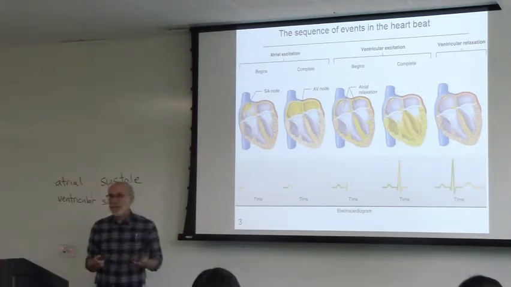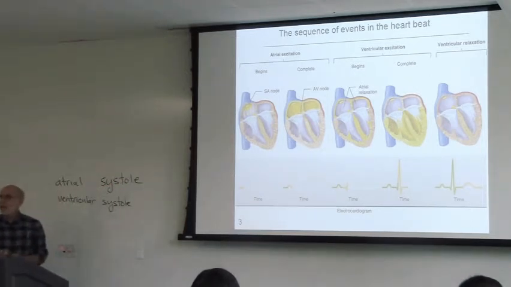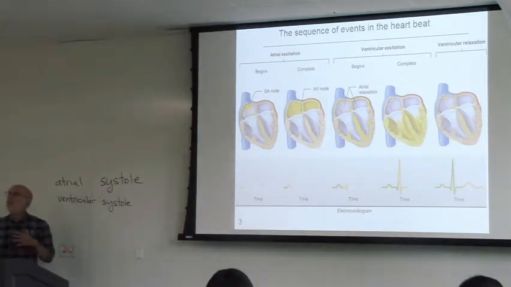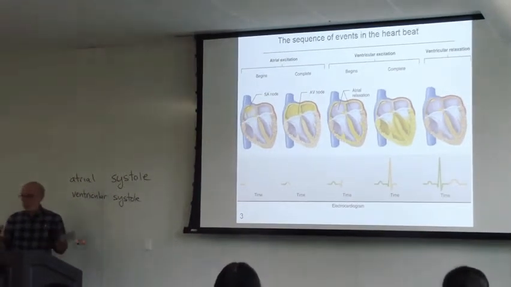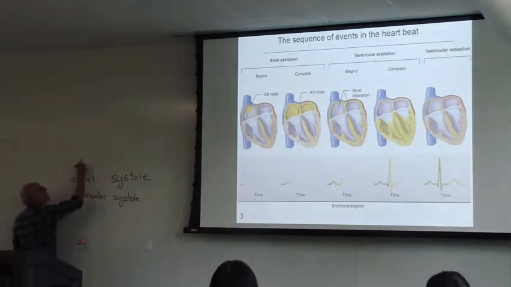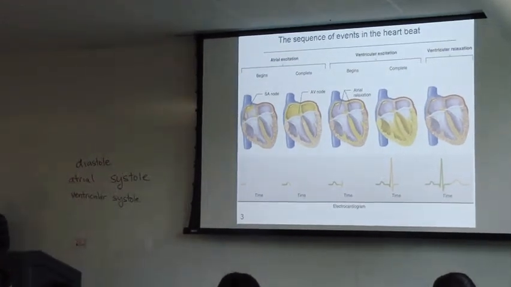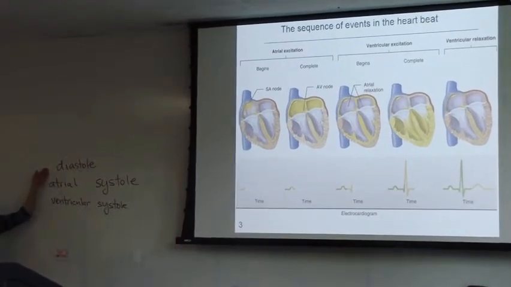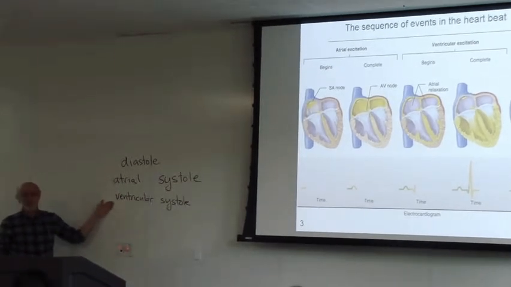Then after systole, we have to have relaxation. Relaxation, why? In order for the heart to refill. We have to refill it for every beat. And the interval between heartbeats, the relaxation refilling period, is called diastole. So diastole is resting, refilling, then atrial systole, then ventricular systole, then diastole again, over and over again, about once every second.